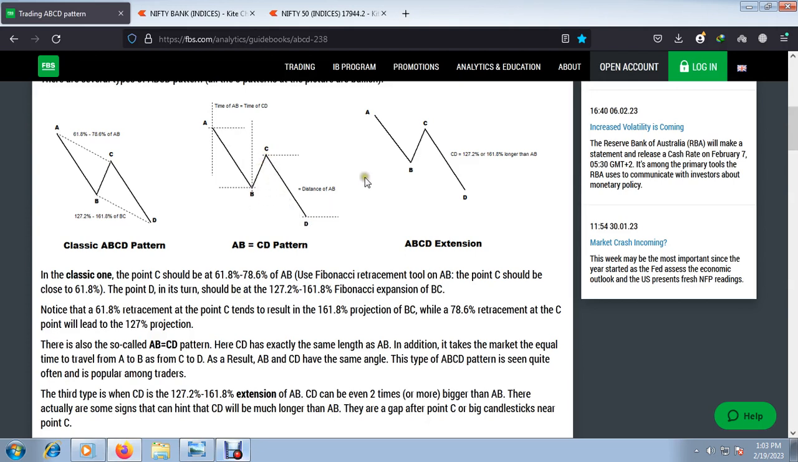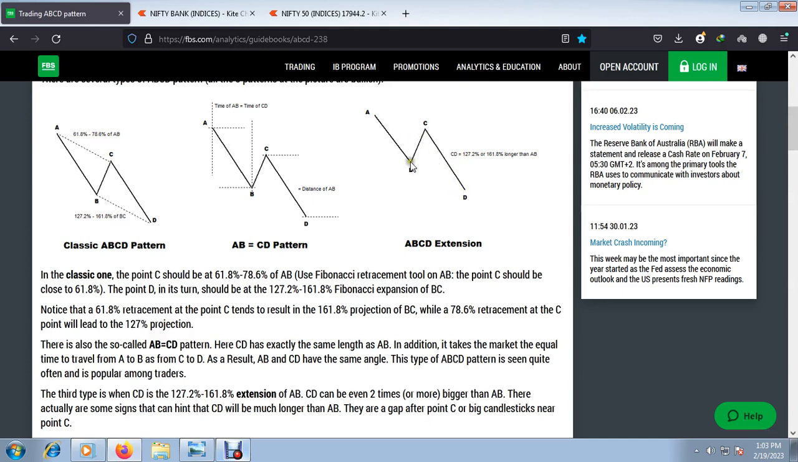The third type is the extension, the ABCD extension. Sometimes AB retraces up to 50% or 61.8%, and after that it continues in the downtrend. Whenever it continues, first you have to see whether it is AB equal to CD. If this length and this length are equal, we can say that it is an AB equal to CD pattern. Otherwise, if it is more than that, we can say it is of the third type. It will be 1.27 of the AB length, or 1.618 of the AB length. Suppose the AB length is 100, then we have to see whether the CD length is 100 or more than 100. If it is more than 100, it will be like 1.27. If it is 100, it will be 127.